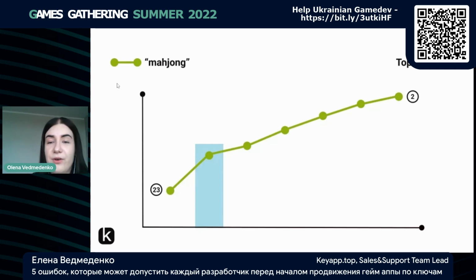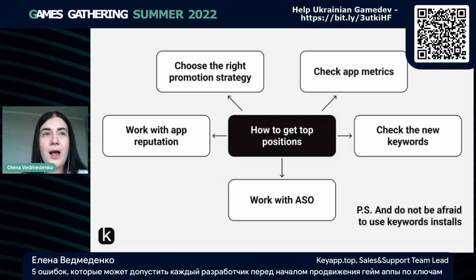And in several days, we achieved top, and 100 installs was used. So with these examples, I would like to summarize and say that even for games apps, it is possible to get top positions in different popular regions for different high frequency, so popular as well, keywords. But anyway, before starting any type of promotion, keyword ones as well, it is needed to work with the app.